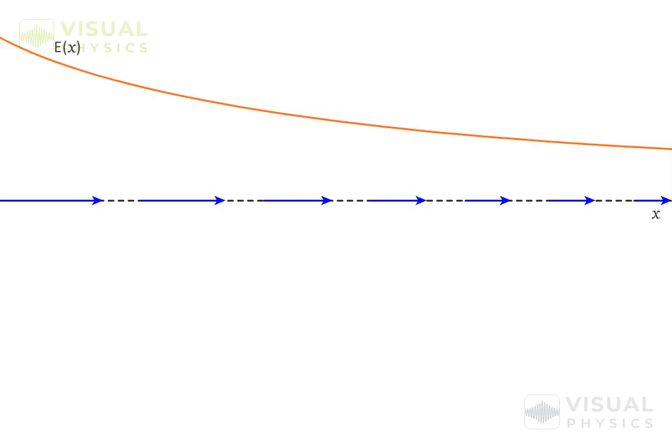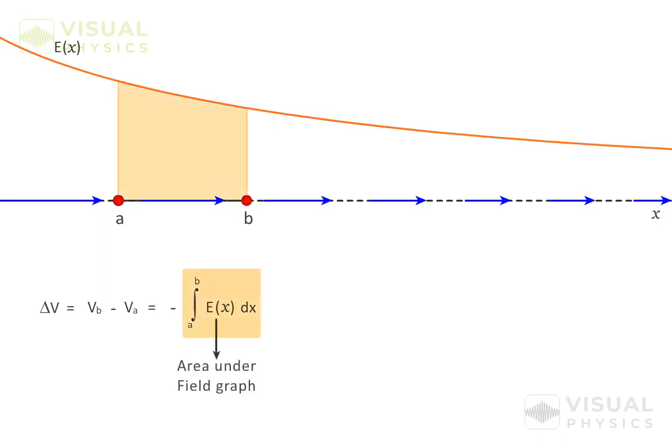Let us say that we know the variation of field along a line. As we have discussed, the potential difference between two points will be equal to the negative of the line integral of field along this path, as this term represents the area under the field graph. So potential difference between two points is the negative of the area under the field graph between these points.